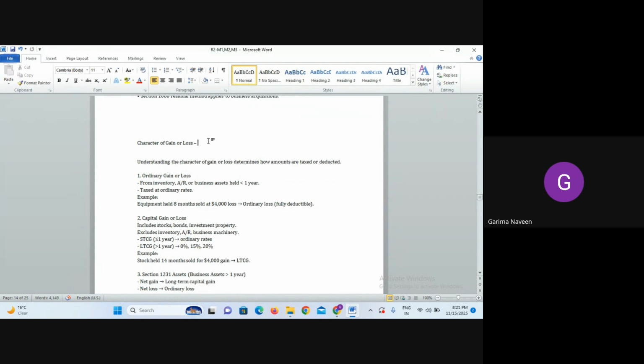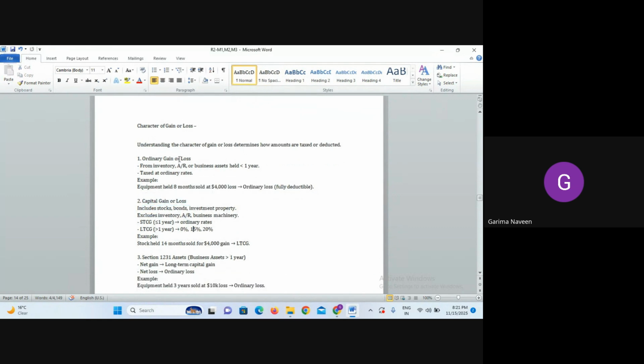Talking about personal property, if you are holding it as an investment or using it for personal use, then if you sell that property, it will be a capital gain or loss. But if the property is used in business, for example inventory, accounts receivable, or your business assets, which are held for less than 1 year, please note, if it is held for less than 1 year, then it will be an ordinary gain and loss for the business and taxed at the ordinary rate.